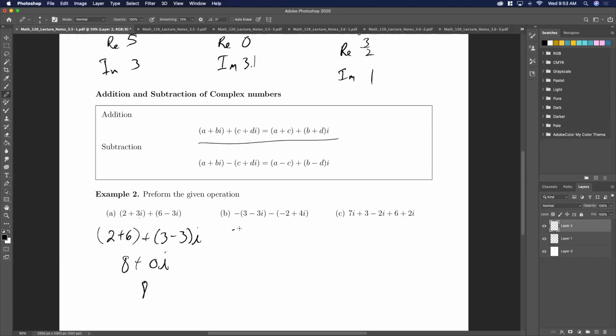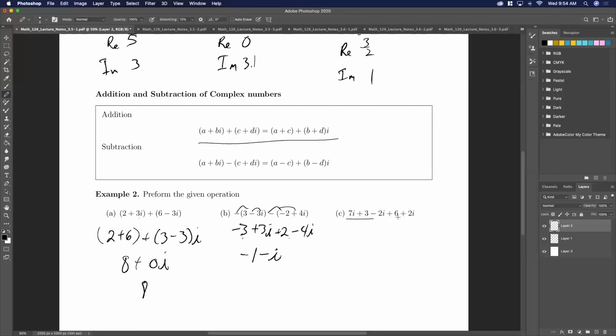Here, I'm going to distribute the negative, and I can also distribute this negative in if I wanted to. So this becomes minus 3 plus 3i plus 2 minus 4i. After I do that, I can add the real parts. My real parts are -3 and 2, so that gives me -1. My imaginary parts are 3 and -4, so that gives me -1 as well. And so that's how I have that.